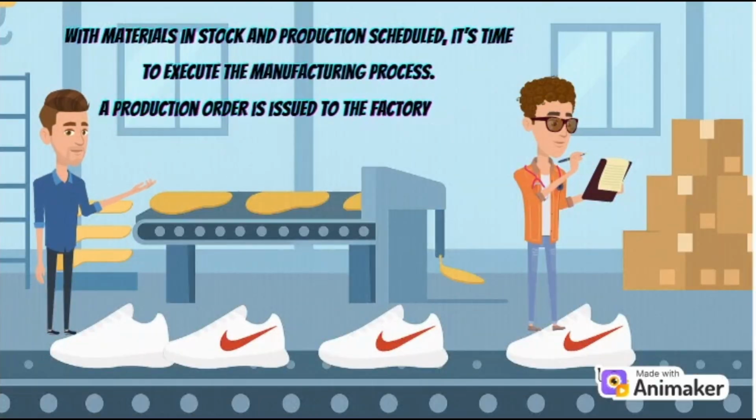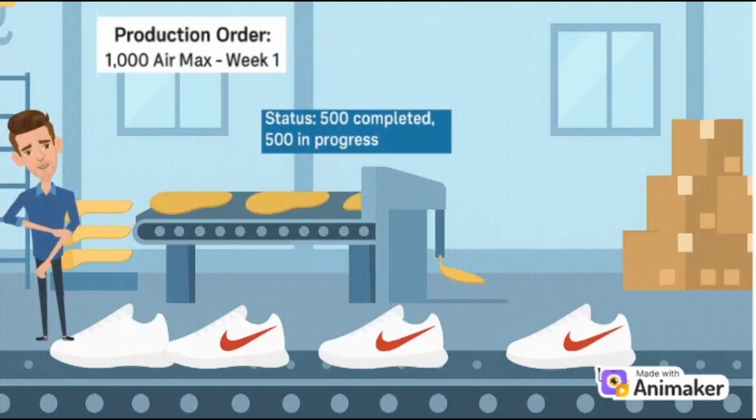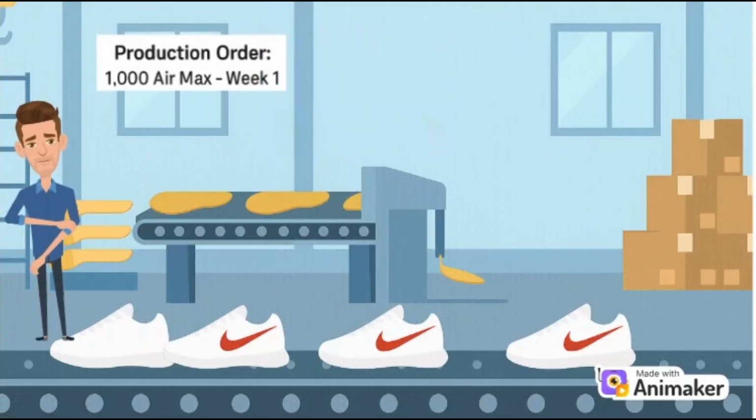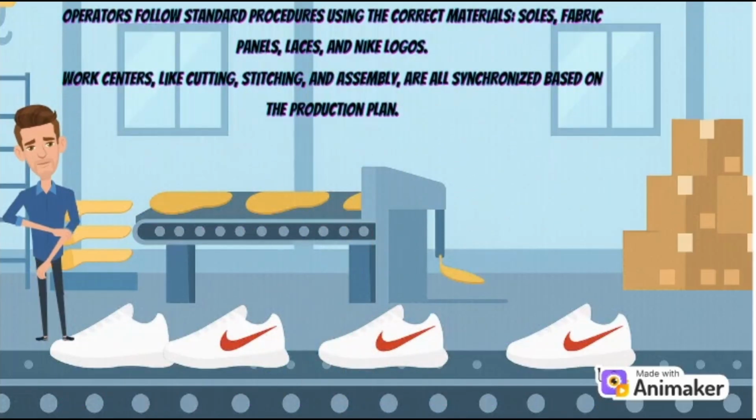With materials in stock and production scheduled, it's time to execute the manufacturing process. A production order is issued to the factory floor. For example, build 1,000 units of Air Max by week 1. Operators follow standard procedures using the correct materials: soles, fabric panels, laces, and Nike logos.